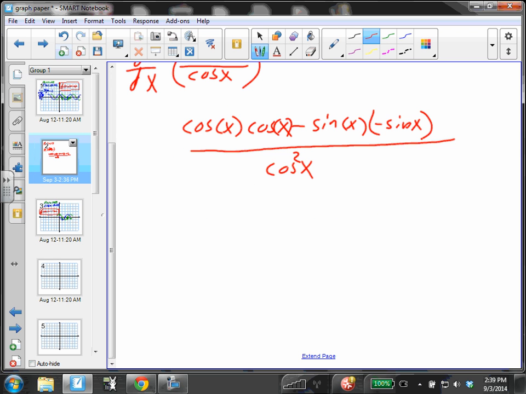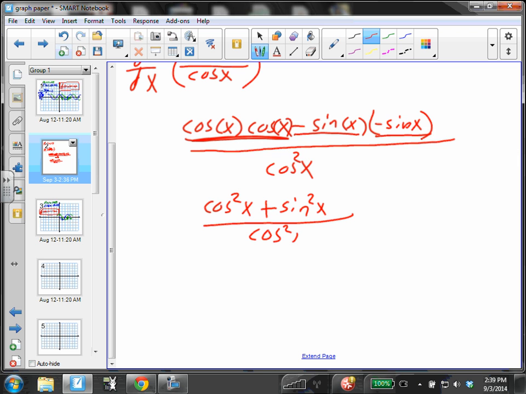Now, cosine times cosine, what does that make? Okay, so that becomes cosine squared x, multiplying these two cosines together. Then notice we have a negative sign times a negative sign. A negative times a negative is going to make a positive, and sine times sine makes sine squared x all over cosine squared x.